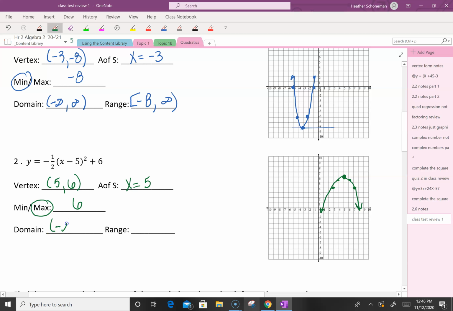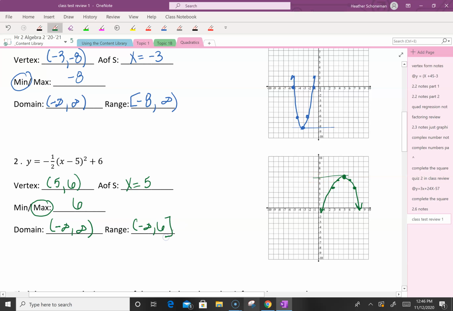All of these have the same domain, -infinity to infinity. And the range, now I do have values down here in the negative, so it starts at -infinity, but stops at 6. And it's a bracket, because 6 is included.